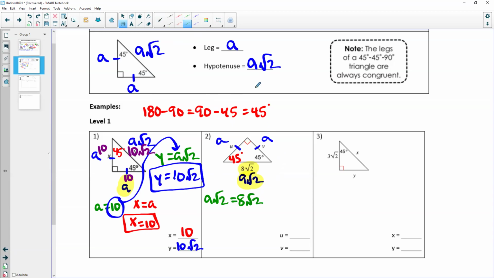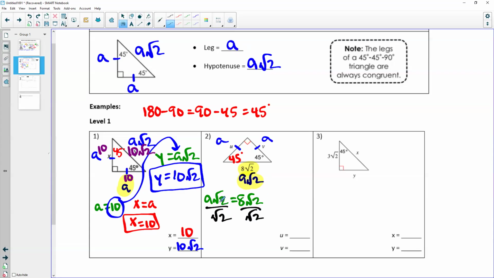Now, the objective here is we want to find the value of U and V. The only way I can find the value of U and V is if I find the value of A. So really the objective here is we want to take the equation that we just wrote down and solve for A. So this right now reads A multiplied by the square root of 2. How would I solve for A? How do I cancel the multiplication of square root of 2? By doing the opposite. Opposite of multiplying by square root of 2 would be to divide by square root of 2. So we're going to do that on both sides.